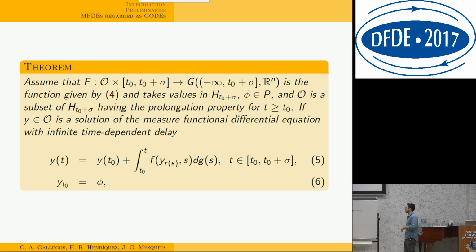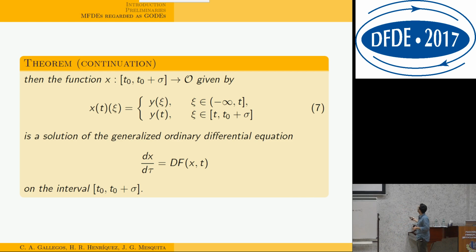Well, the result is this. If we assume the function big F is the function given by the first equation, equation 4, and takes values in this shifting phase space, if we have an initial condition P, and capital O is a subset of the shifting phase space that has the prolongation property for t greater or equal to 0, then if we have a solution of the measure functional differential equation with infinite time dependent delay, then we have a solution of a generalized ordinary differential equation of this form.